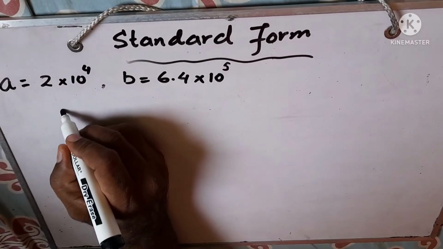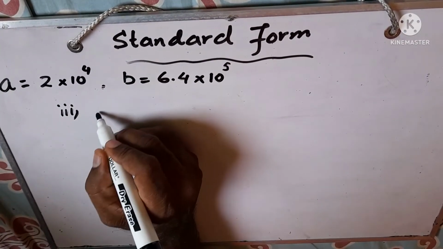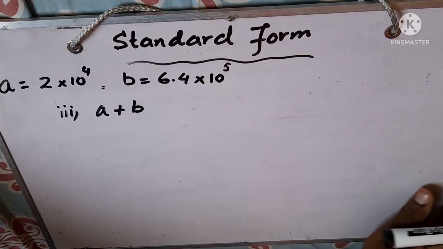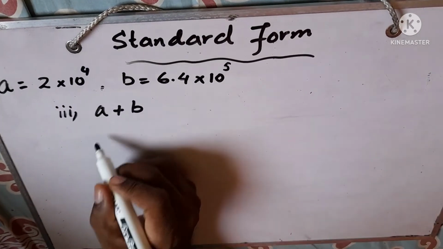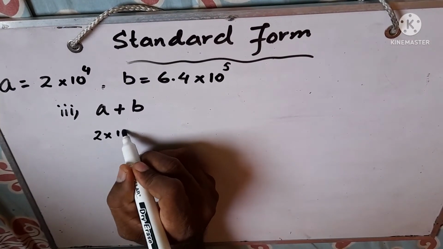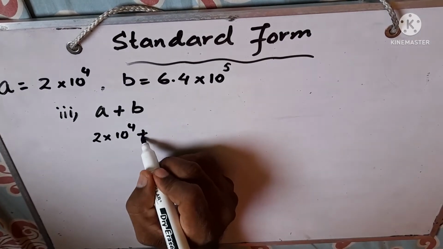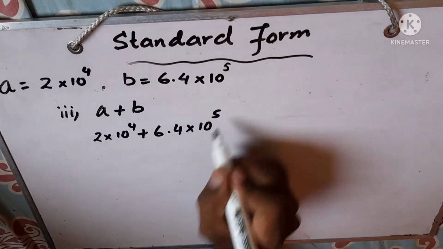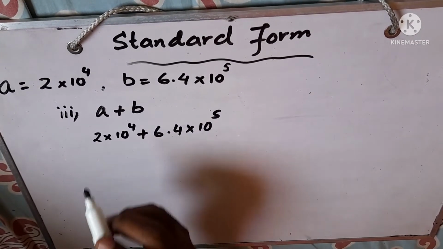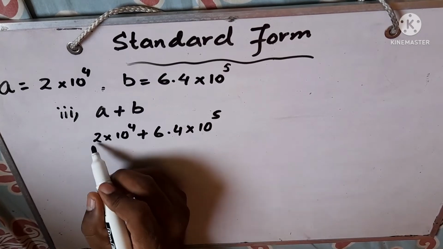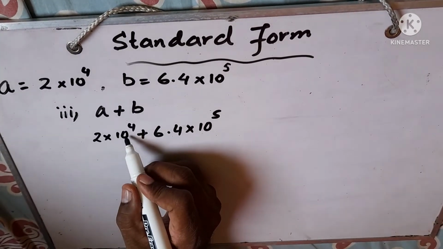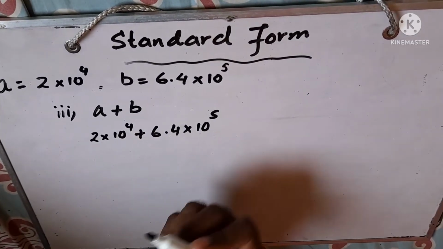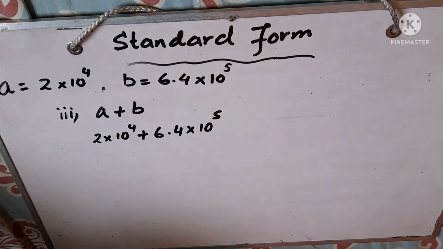Suppose my third part is A plus B. Let's start with the easier numbers. So my A is 2 into 10 to the power 4, then the plus sign. My B value is 6.4 into 10 to the power 5. Remember, the rule for addition is you have to make the power the same and then only you can add the numbers. To make the power the same, we know that if I multiply and divide by any fixed number, then there is no change.